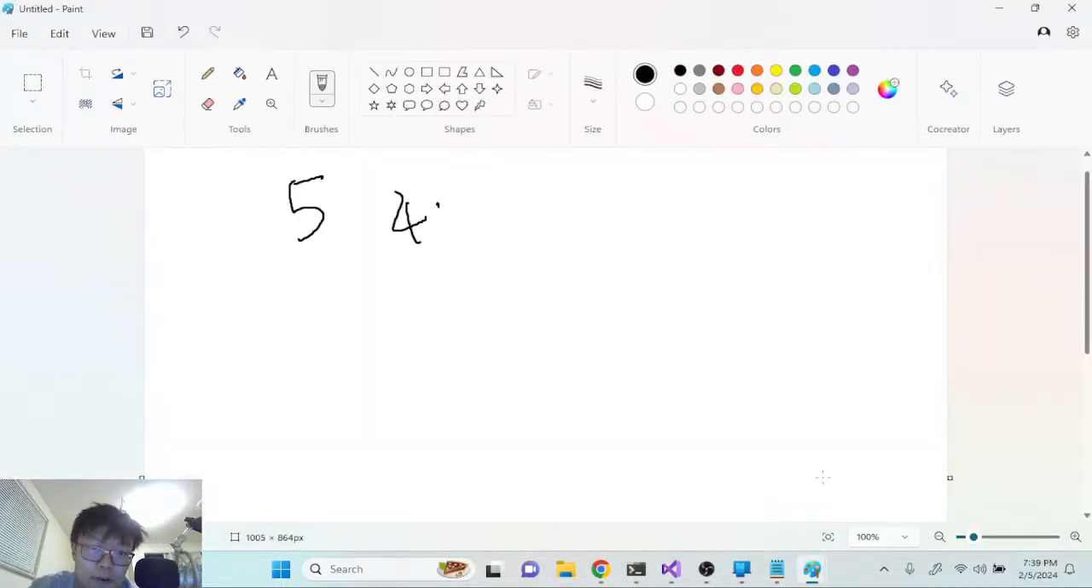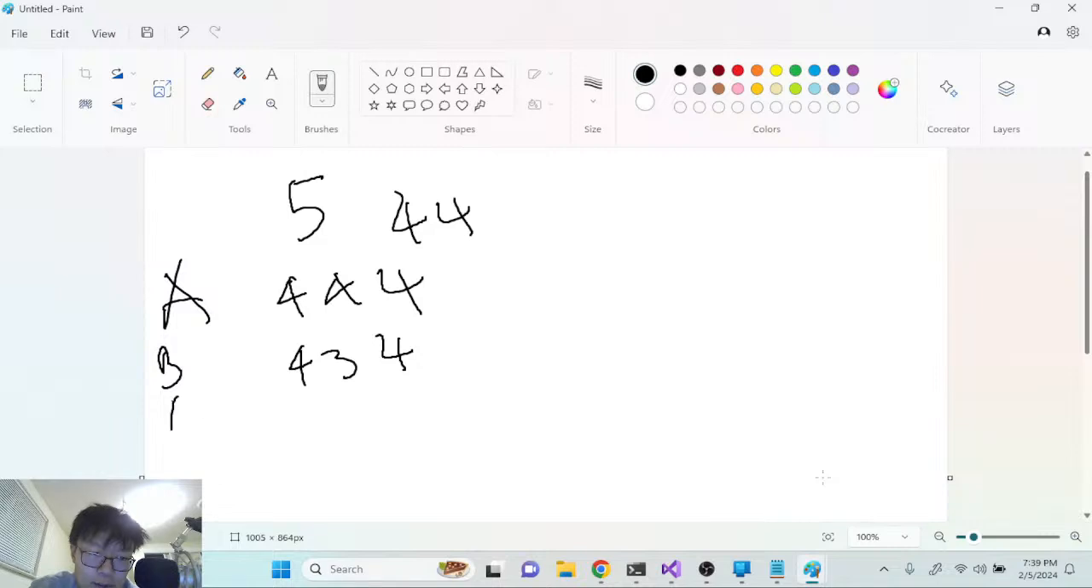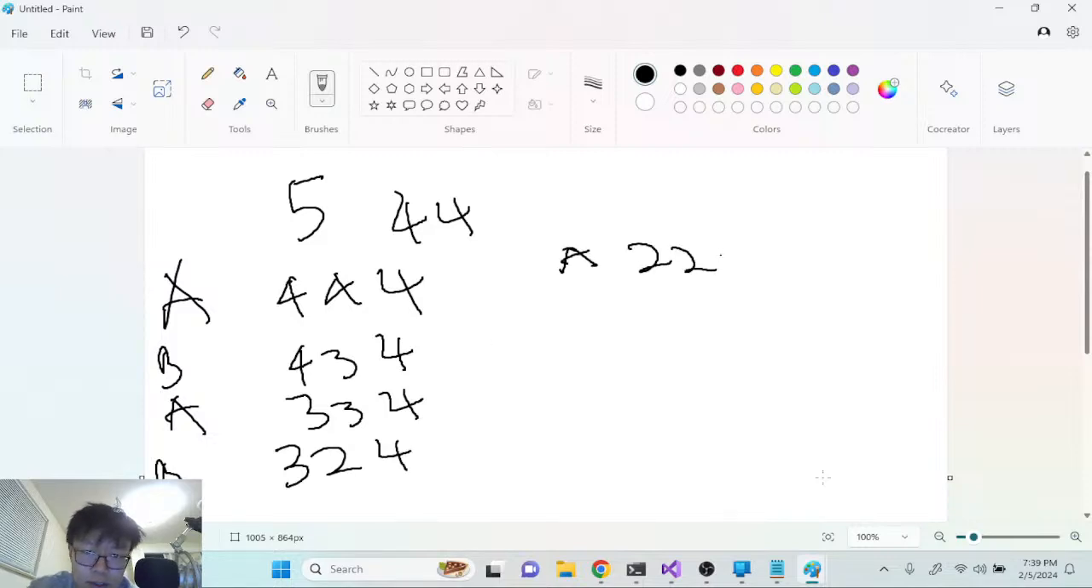5, 4, 4. Alice minus 1, 4. Swap before 4 is 4, 4. Bob minus 1, 3, 4, 3, 4. Alice minus 1, 3, 3, 3, 4. Bob minus 1, 2, 3, 2, 4. Alice minus 1, 2, 2, 2, 4. Bob minus 1, 2, 1, 4. Alice minus 1, 2, 1, 1, 4.